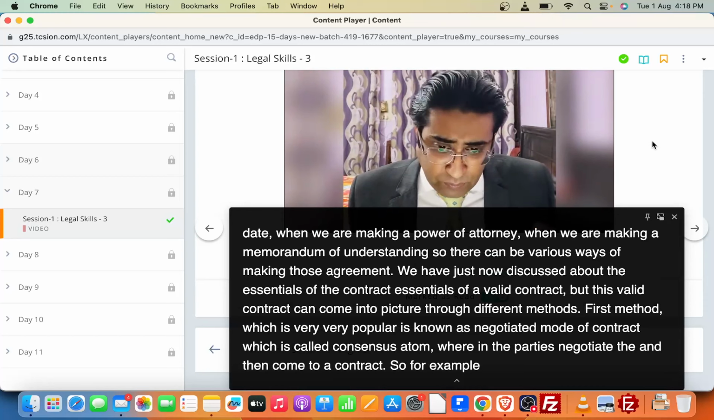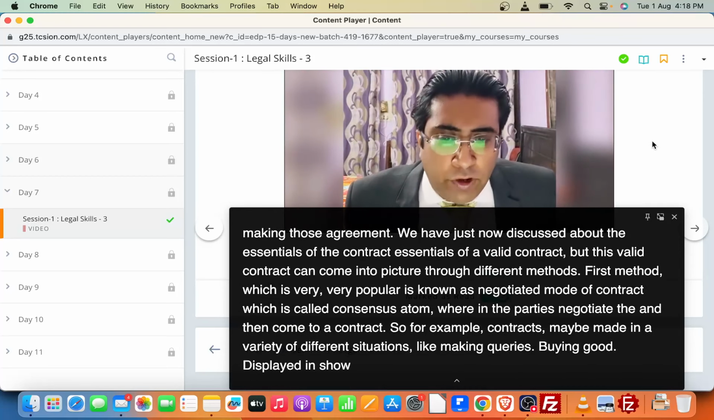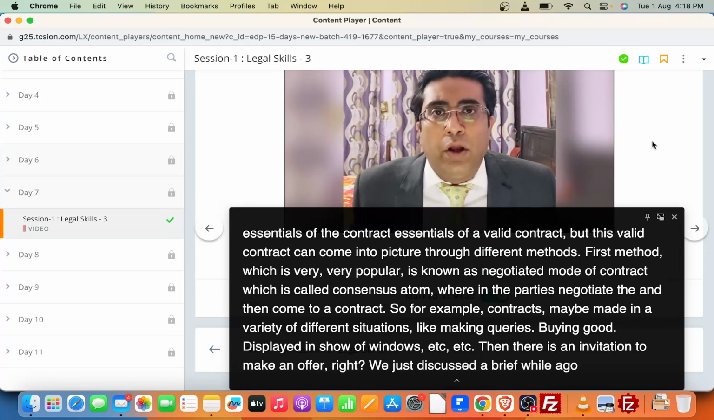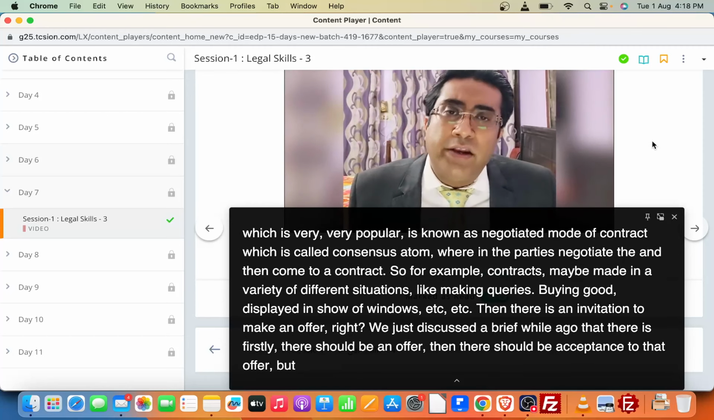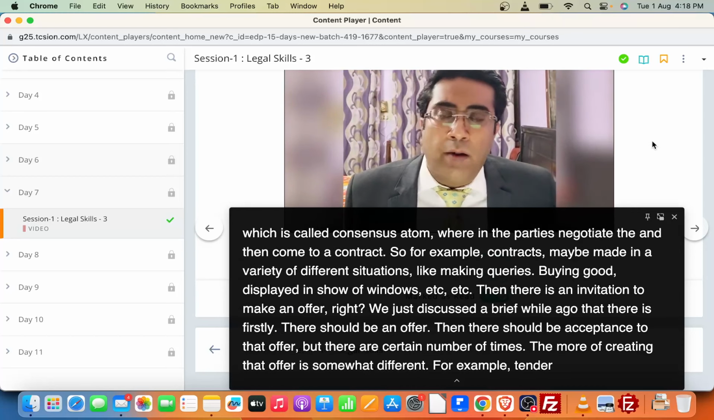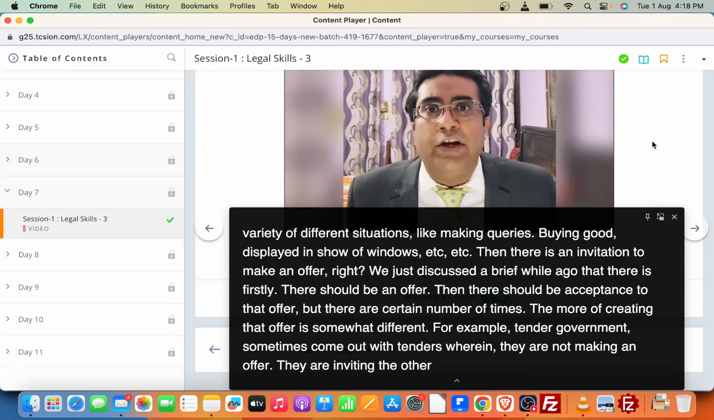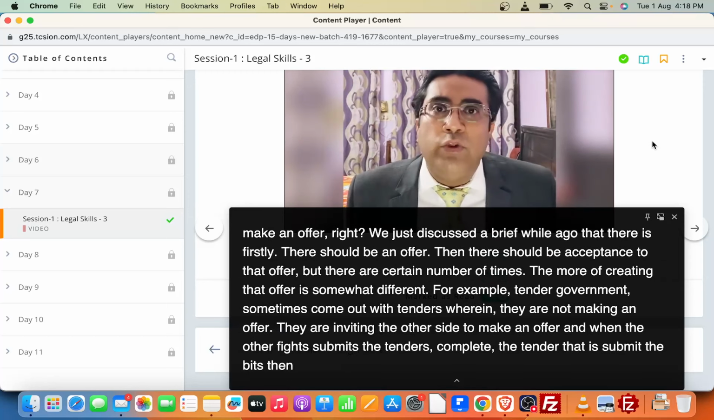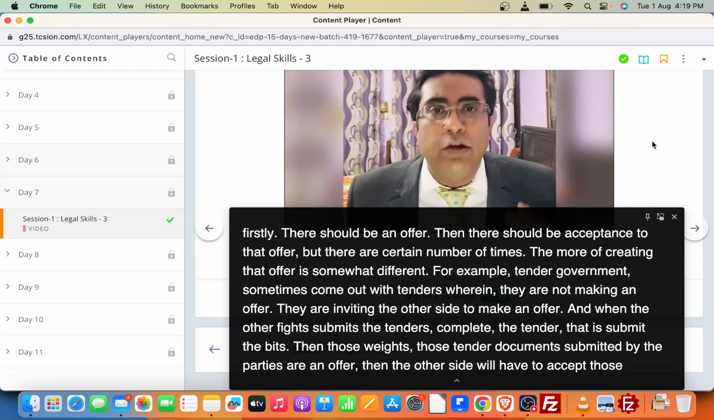For example, contracts may be made in a variety of different situations, like making queries, sale on service basis, buying goods displayed in show windows, etc. Then there is an invitation to make an offer. As we just discussed, firstly there should be an offer, then an acceptance of that offer. But there are a number of times when the mode of creating that offer is somewhat different. For example, tenders. Government sometimes comes out with tenders wherein they are not making an offer. They are inviting the other side to make an offer, and when the other side submits the bids, those tender documents submitted by the parties are an offer. Then the other side will have to accept those tenders to make it a contract.